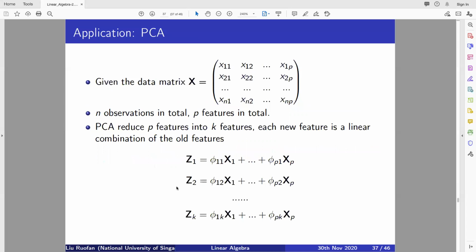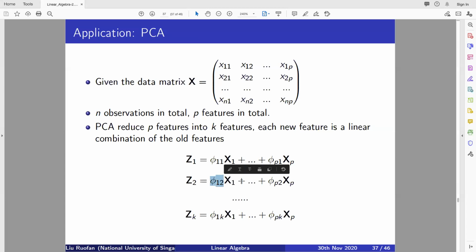So let me explain. Given a data matrix X, which is of this form, each row is one observation, and we have p columns because we may have p features in total. But we believe that these p features are not independent, so there may be redundant features. So we want to reduce p features into k features. Each new feature is a linear combination of old features. Z1 up to Zk are my new features, so each Z is expressed as a linear combination of old features. But now we want to compute what are the best phi here?